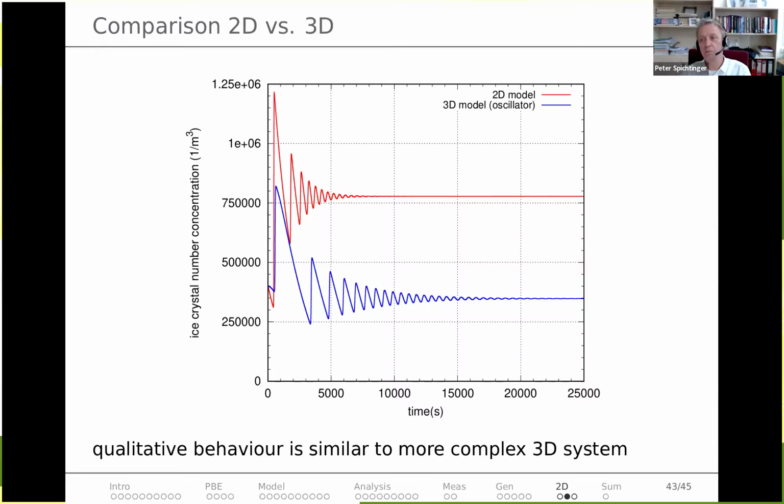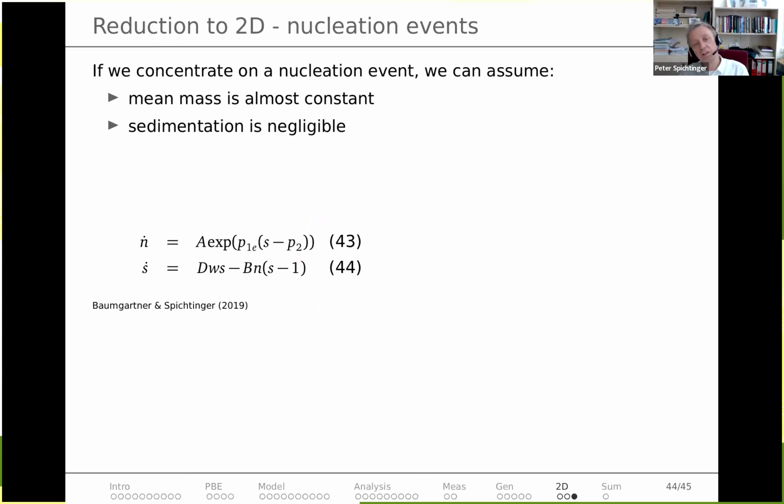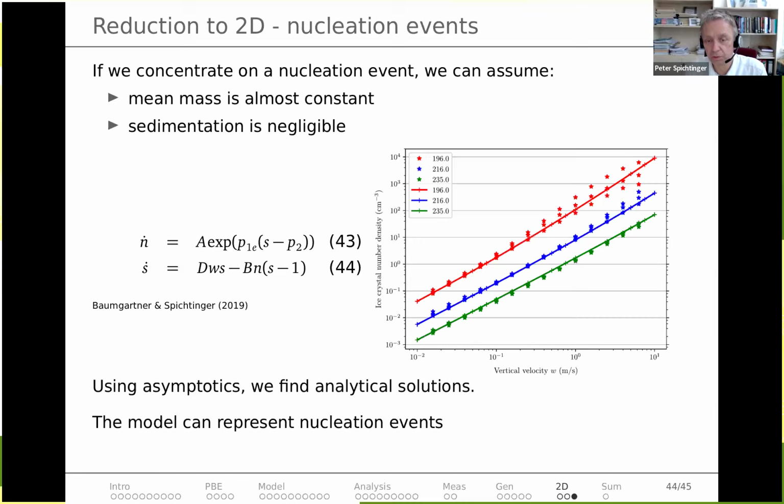So we leave out the mass equation and we are still in a kind of right regime. Of course, you have to tune a little bit with these masses, but you can have more or less the same answers. And then you can say, well, if I concentrate now just on a nucleation event, nothing about long-term behavior, just a nucleation, so the mean mass is always constant. The sedimentation is negligible because you have no sedimentation, the particles are too small. Then you end up with this toy model we played around with several years ago. And this is a very, very powerful tool because in the end, we realized we can use asymptotics to find analytical solutions and the model can represent nucleation events.